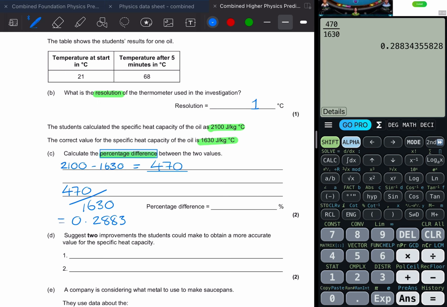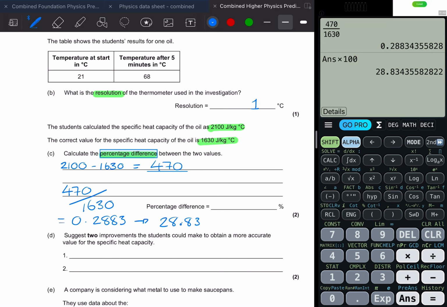0.2883. That'll do. If we just do that to 2 decimal places, we'll get 28. But we should turn it into a percentage first. In order to turn that into a percentage, we just get the answer and times it by 100, which gives us 28.83 as a percentage.